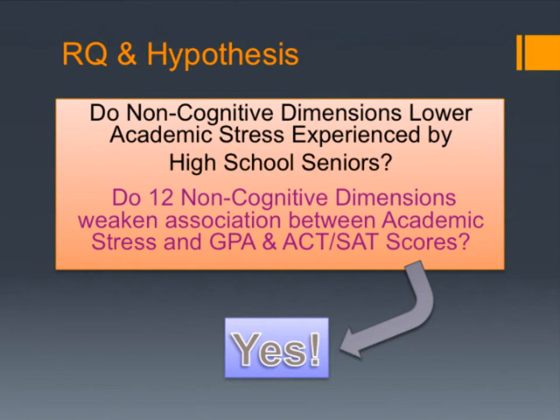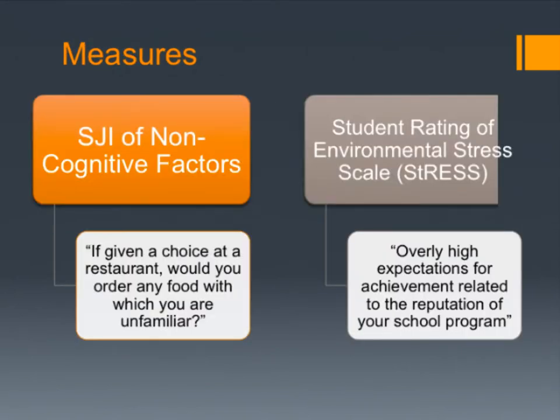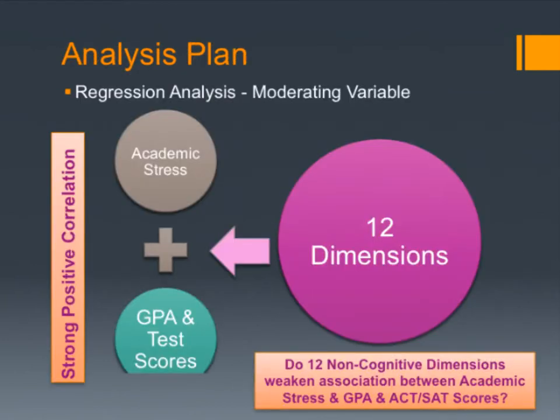So the study I propose is having 3 school studies nationwide. Schools have already been identified: Los Angeles, San Francisco, New York. Procedures will be an online survey looking at GPA, test scores, colleges applied to and colleges accepted. Of course, the measures that I would be using are the 12 dimensions, the 12 non-cognitive factors. These are subjective inventories: a stress scale, and a student rating of environmental stress.